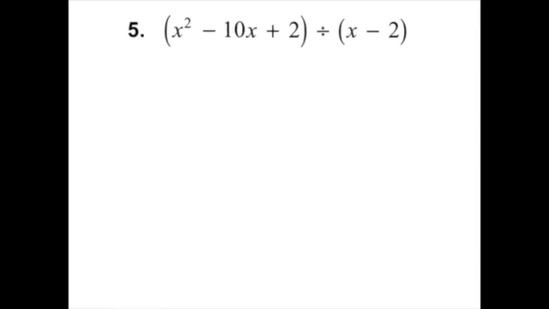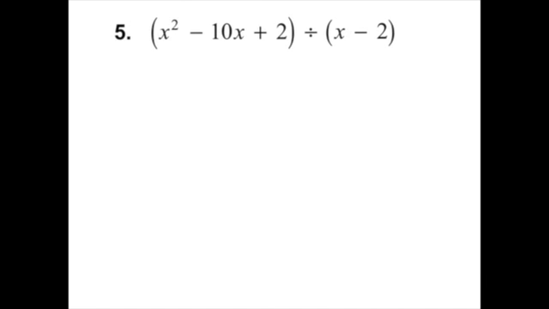Let's try another one. If it's a little confusing, it's okay. You'll get the hang of it. It just takes a little bit of practice. So, step 1, figure out what makes your divisor 0. Again, it's usually the opposite sign, so it'd be positive 2.